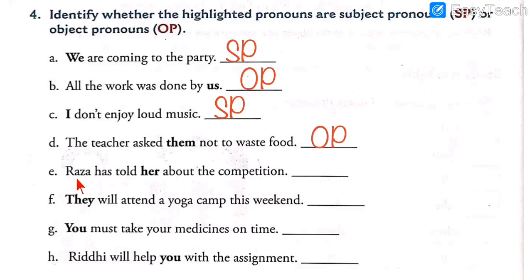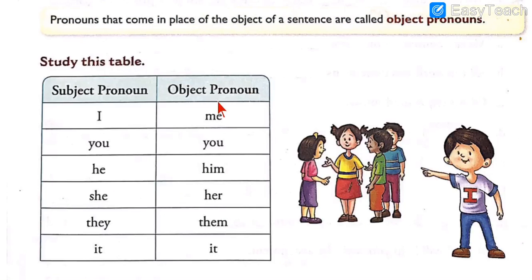Number 5. Raza has told her about the competition. So the highlighted pronoun is her. Let's have a look at the table. Is the pronoun her given? Yes, it is over here. Her falls in the category of object pronoun.